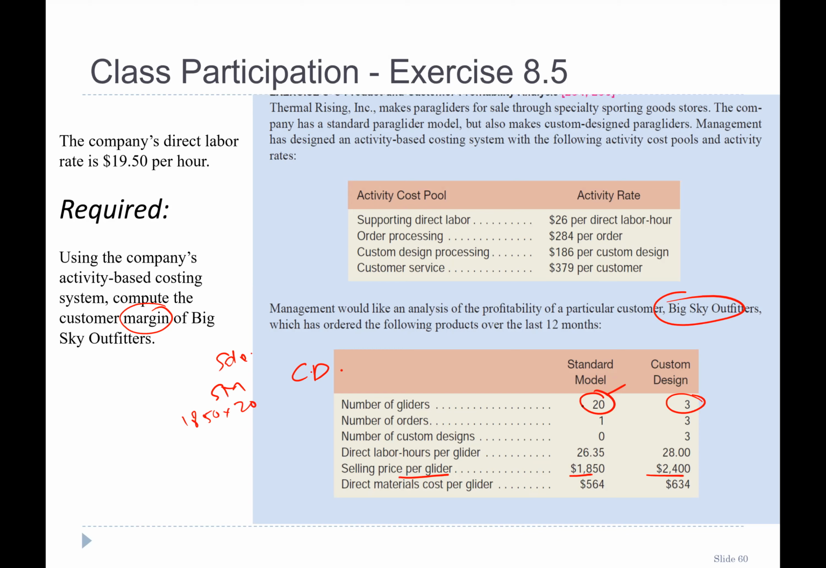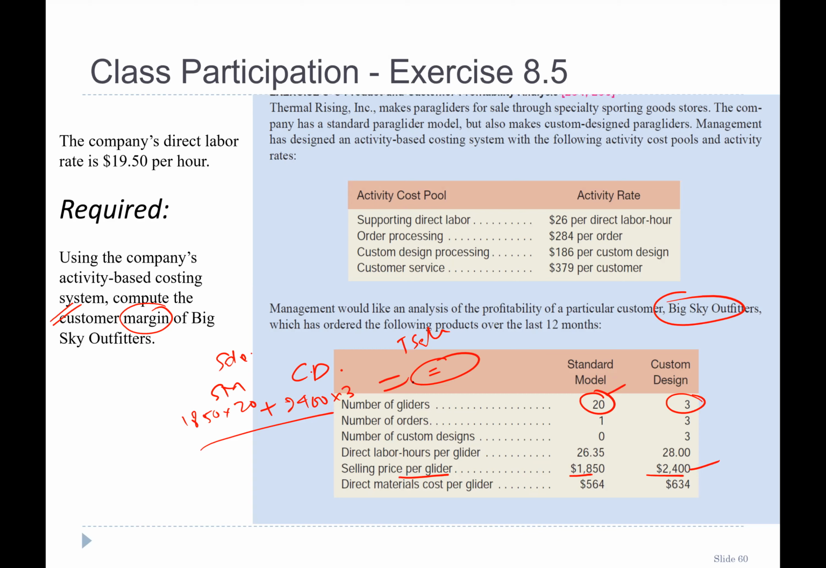For custom design, it is 2400 multiplied by 3, right? So total sales is going to be, because we are computing customer margin, not the product margin, okay? So total sales is going to be the addition of this one. Can you calculate that?